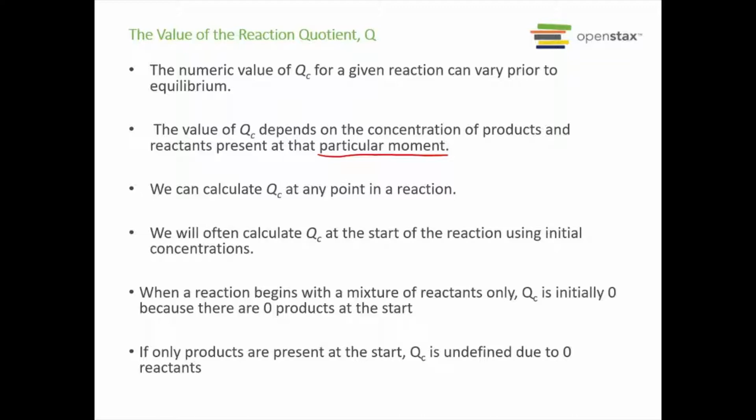So now let's say we have a reaction that starts with a mixture of reactants only. Qc is going to be 0 because our product concentrations are 0. It doesn't even matter what our reactants are. 0 over anything is 0. If you have only products present, then Qc is going to be undefined because you have 0 reactants, and something over 0 is undefined.